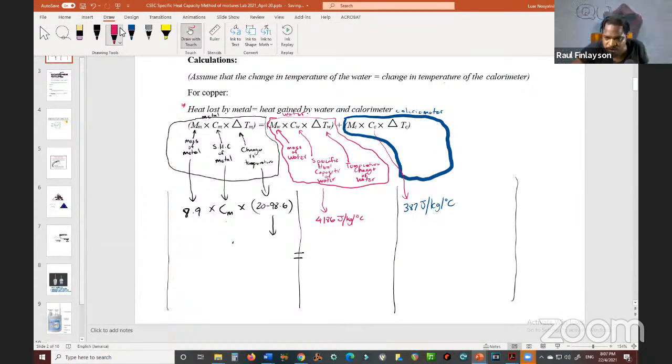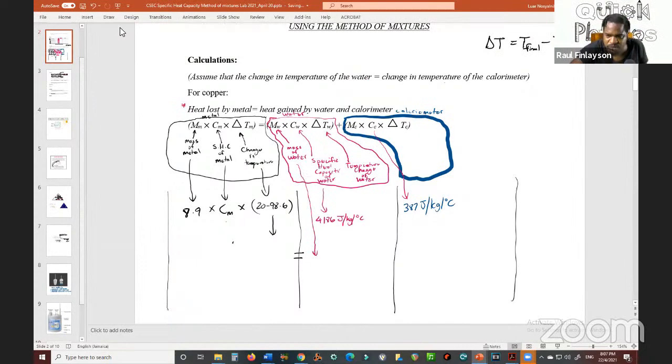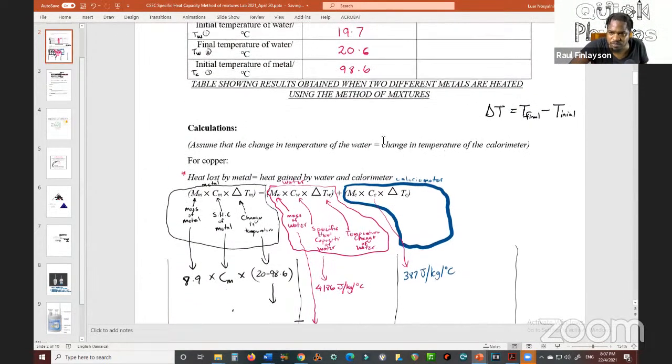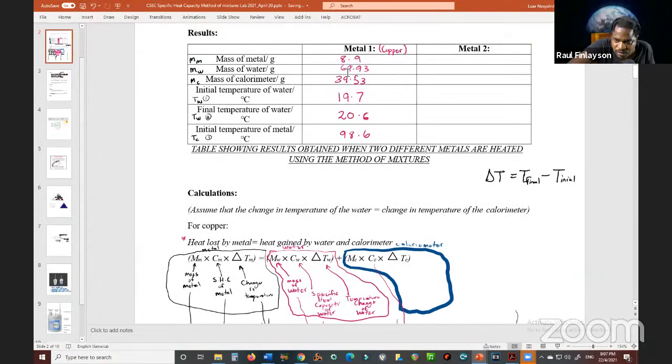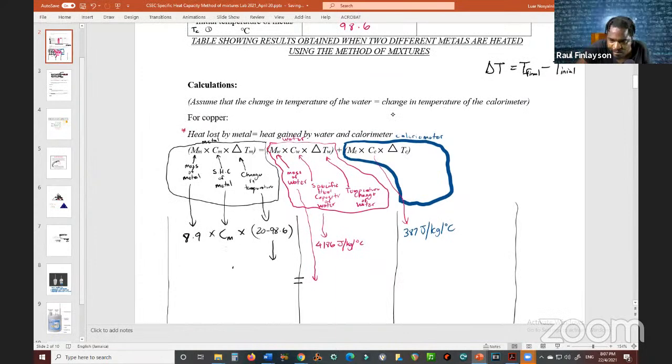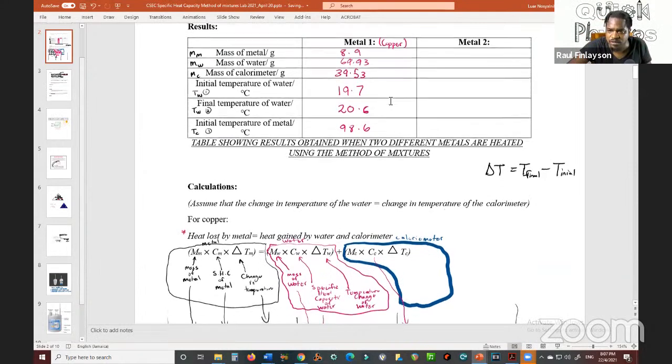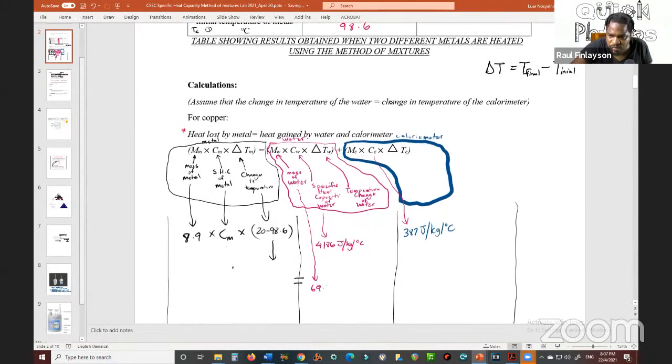So when we drop this here, mass of water. Mass of the water, go back to this. Mass of the water here is 69.93. So it's going to be 69.93 times this number here, 4186. We just say that this is the specific heat capacity of water.